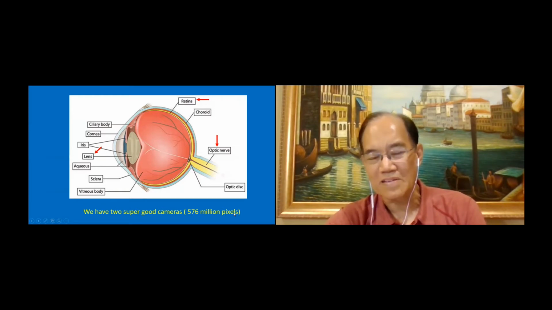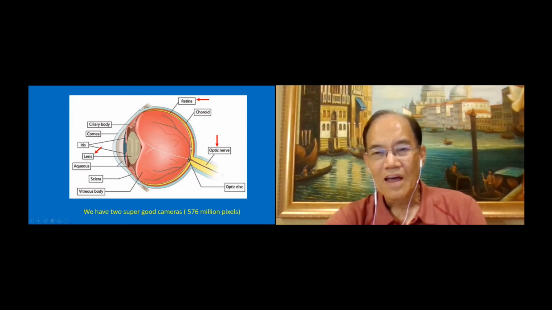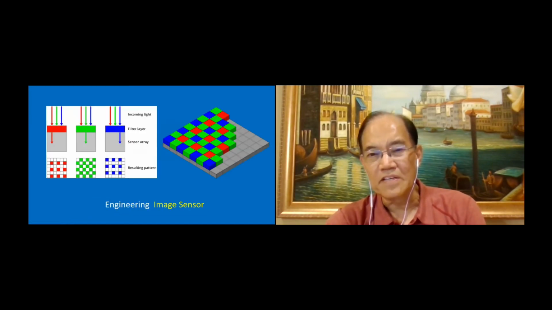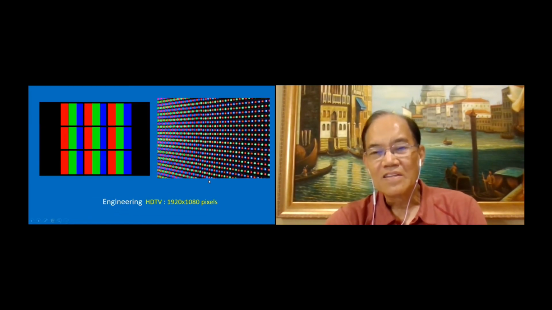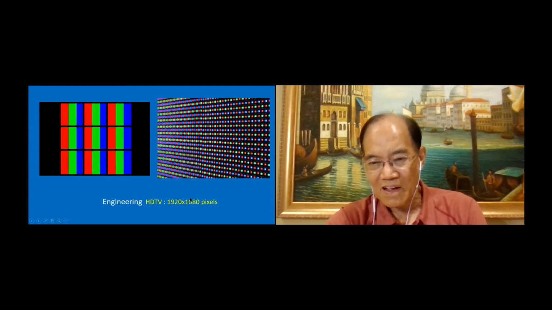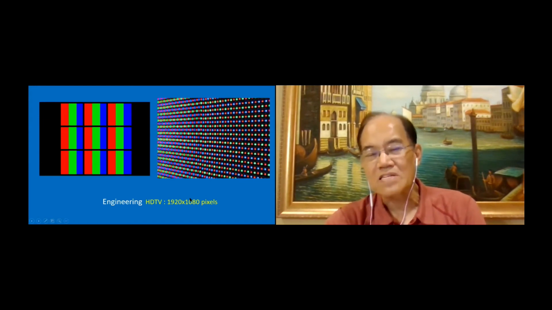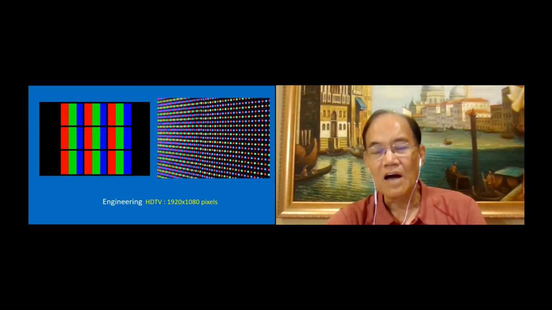576 million pixels. Each eye has 576 million pixels. Remember what HDTV has? 2 million pixels. This is why it's so hard to make a good television that makes people feel good, because our vision, our eye, is super, super good, super, super sensitive.